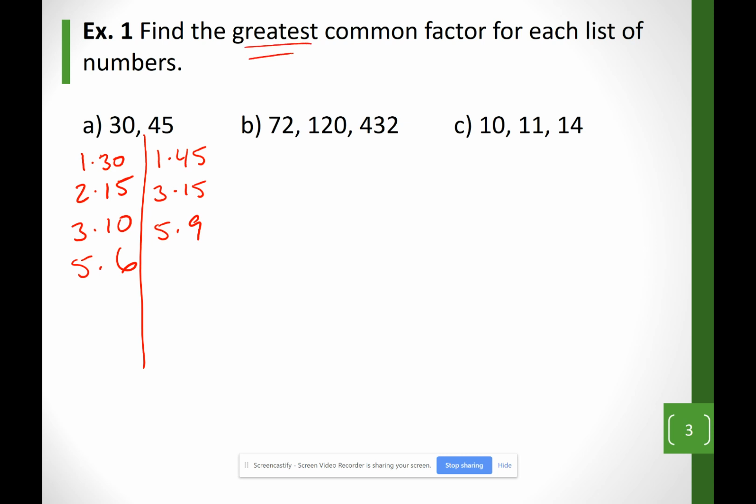Now, greatest obviously means the biggest. Common factor means that it's a factor on all the lists. So looking at example A, the biggest number that is in both lists, in this case, happens to be 15.